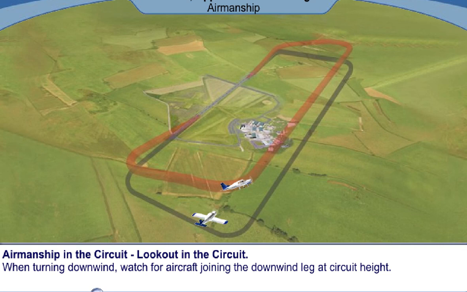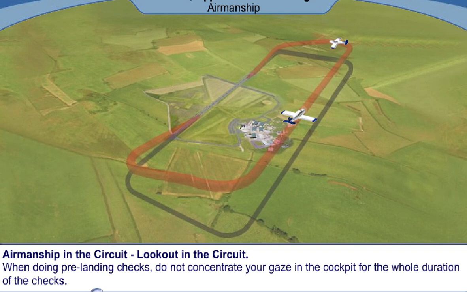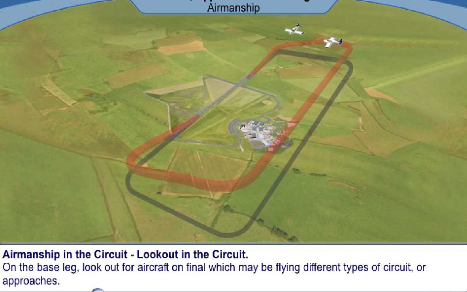When turning downwind, watch for aircraft joining onto the downwind leg at circuit height. When doing the pre-landing checks, downwind, do not concentrate your gaze in the cockpit for the duration of the checks. Look out before you start the checks and continue to look out for other aircraft, except when it's necessary to look in the cockpit at a particular item listed in the checks. On the base leg, look out away from the circuit for other aircraft on finals doing different types of circuit or approaches.